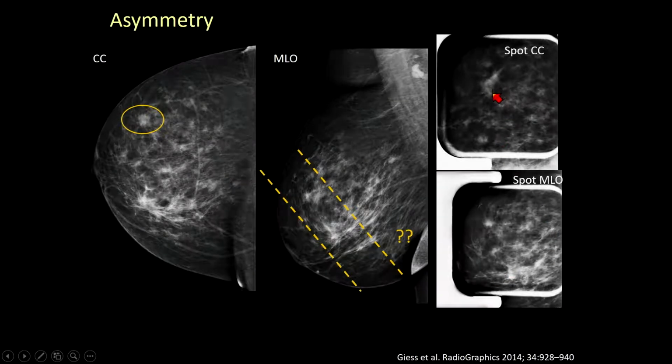CC spot view up above makes it look real. Hard to tell if there's really something there on the MLO spot. She had a negative ultrasound as well, and the finding turned out to localize to the upper breast on biopsy. This was an invasive ductal cancer. And we'll speak a little bit more in a few minutes about the ultrasound evaluation of asymmetries.